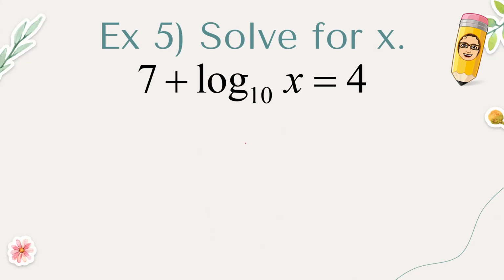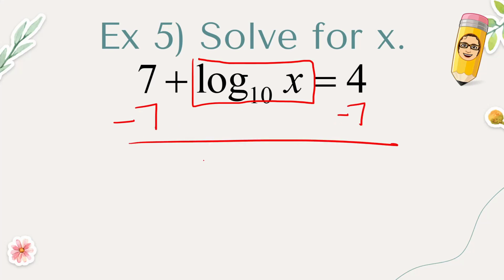Ooh, a new thing has emerged. Notice we have the 7 plus log. When you are solving a logarithmic equation, which is what we're doing because they have logs in it, please make sure that the log is alone. So let's subtract 7. I need the log alone. So I'm going to get log with a base of 10 of x is equal to negative 3.